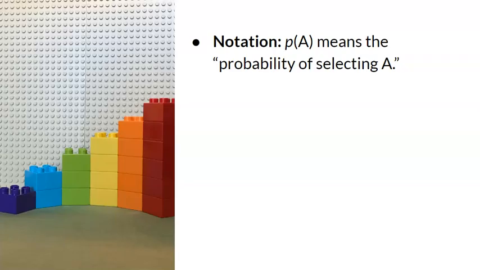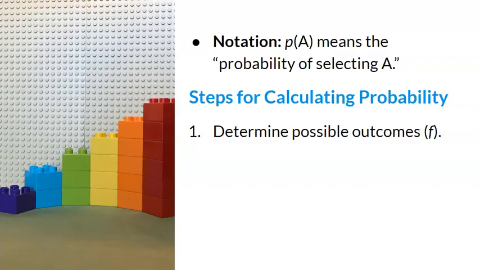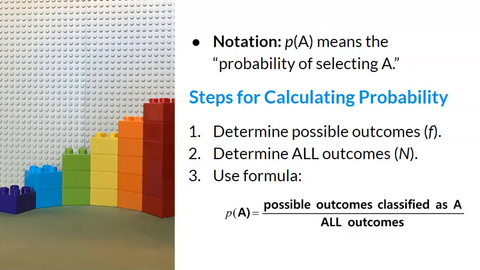There are 2 ways to calculate probability. The first method involves using the formula from the previous slide. Step 1 is to determine the possible outcomes for selecting A. Step 2 is to determine all of the possible outcomes. And step 3 is to use the following formula. This formula indicates that the probability of selecting A equals the possible outcomes classified as A divided by all the outcomes.